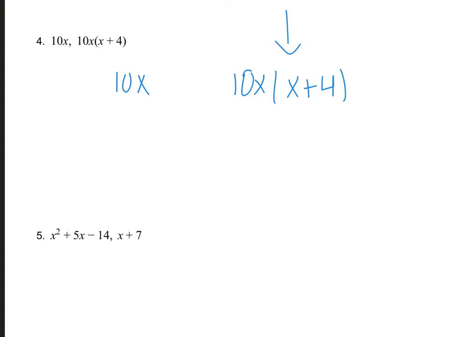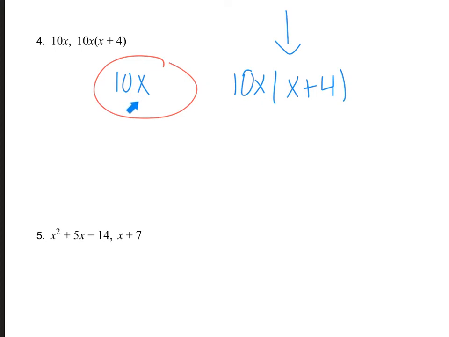So basically what you want to ask yourself is, what can I multiply this smaller expression by to get to the bigger expression? I've just got a plain old 10x. What can I multiply 10x by to get to 10x times x plus 4? Can I do that? Well, the answer is yes, you can do that. What is this expression missing that this expression has? Well, the answer is easy. It's x plus 4. How do I get this to look like this? I just multiply this one times x plus 4.